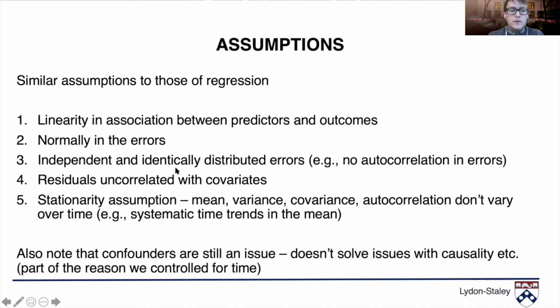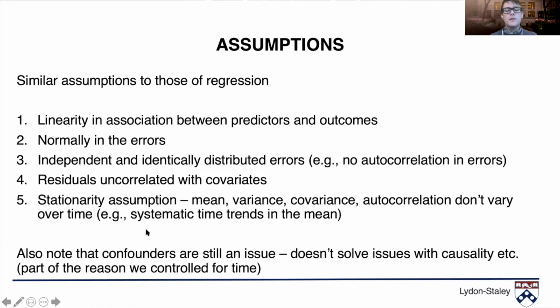One of the main ones that I wanted to highlight, just because it's different to one we would find in linear regression, is this assumption of stationarity. So the mean, variance, covariance, and autocorrelation of your variables are assumed not to vary over time. This can be problematic if there are, for example, systematic time trends in the mean, and those are relatively easy to see, and people will often detrend their data if they see significant growth in their variables over time. But when you start applying these data, we can start talking about that in our office hours.